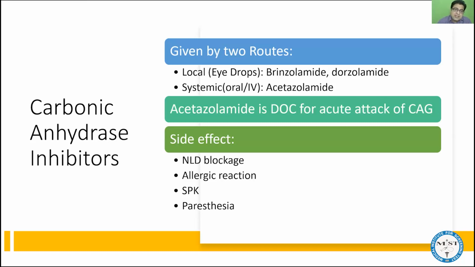But if we talk about acetazolamide, this medicine is a wonderful drug, a very, very efficient medicine, which can reduce intraocular pressure significantly in a very short duration of time. It is considered the drug of choice for an acute attack of closed angle glaucoma. So along with pilocarpine eye drops, we give acetazolamide by IV route on day 1, followed by oral route on day 2 and day 3.